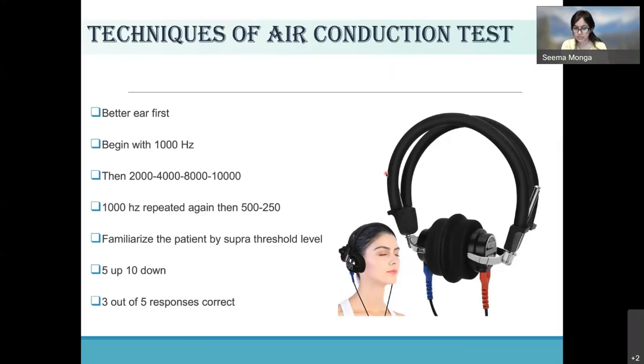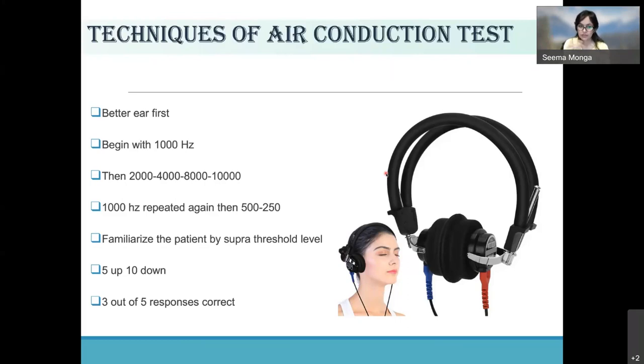Suppose you are doing the test. Start conversing with the patient. You'll get to know which is the better ear. Start with the better ear and start with 1000 hertz because at that frequency, it is very sensitive. You can easily hear. Then you go to 2000 and 4000, 8000, 10,000, then you again come back to 1000, and then you go to 500 and 250.